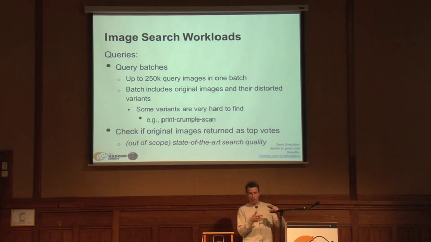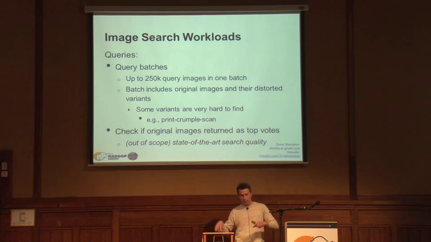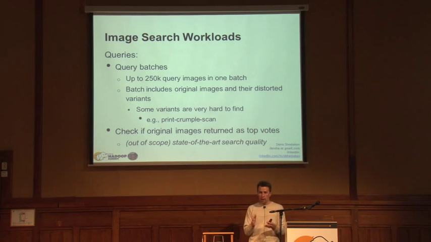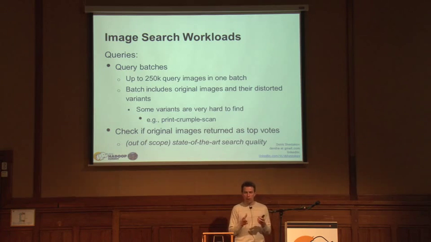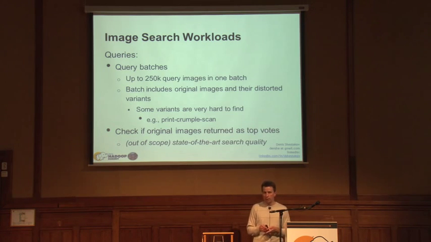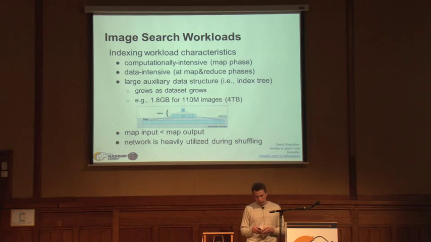And we tried actually to find these distorted images, right? And since all these images were in our big data set, now we can actually properly evaluate the search quality. The search quality is completely out of scope, but basically their results are quite good, so we were able to achieve the state-of-the-art search quality.